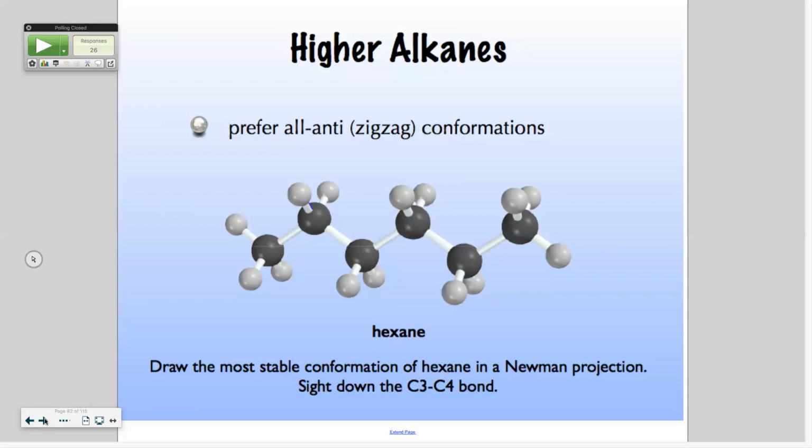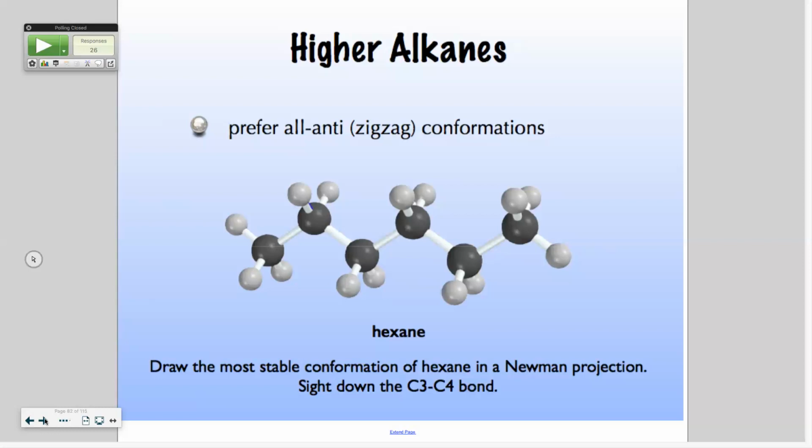And when you write your Newman projection, y'all, you should have all the carbons in it that are in the molecule. Okay, don't leave some off. Because, I don't know, you thought they were assumed or something, like they're not. Okay, so if it's hexane, you should have how many carbons in your picture? 6. Okay, all right.